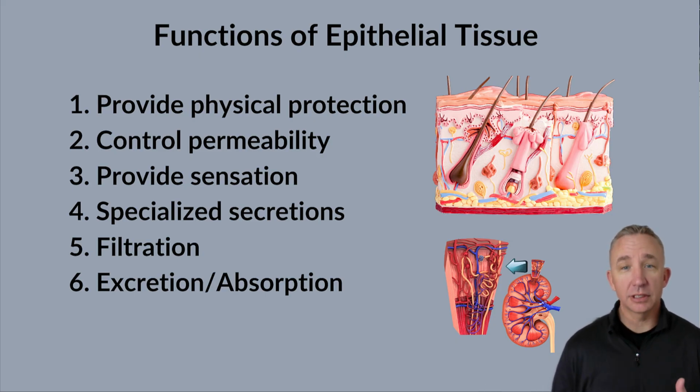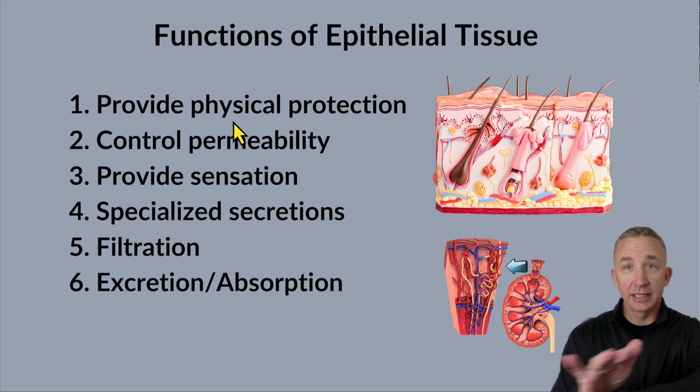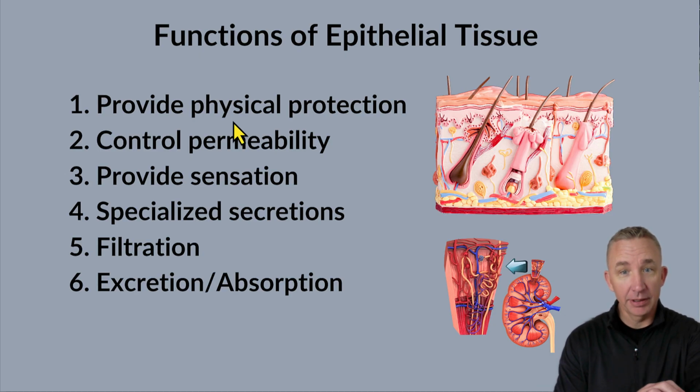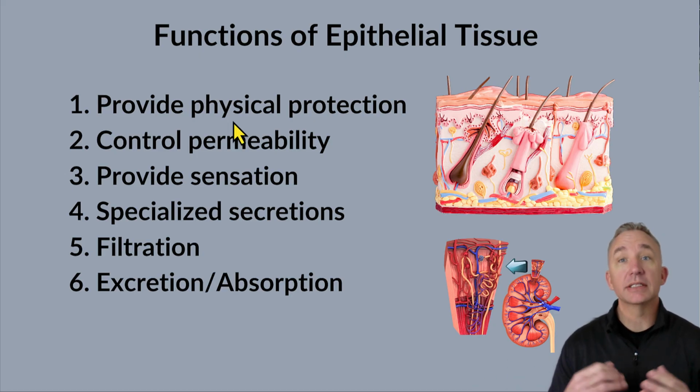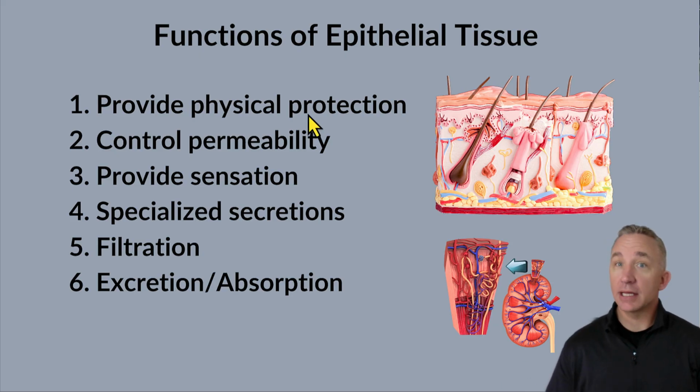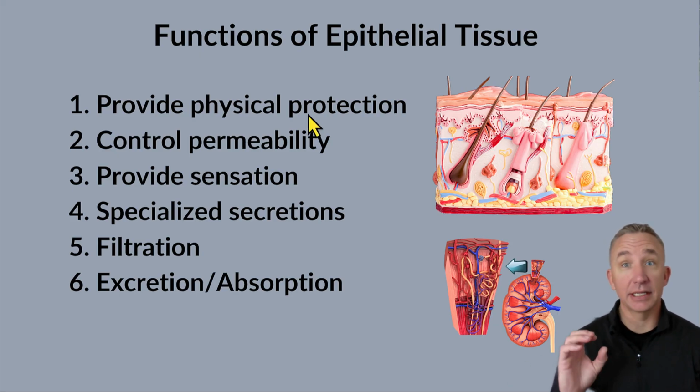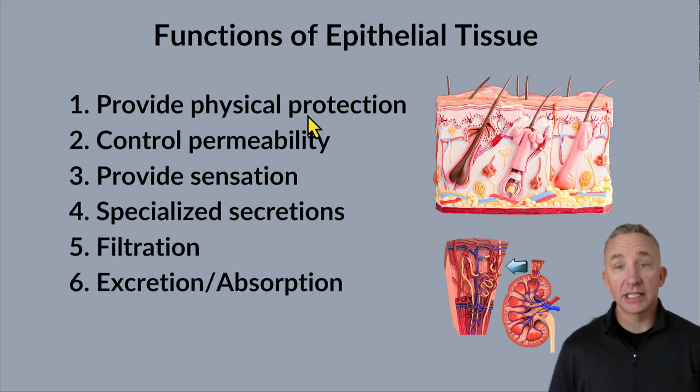So quickly, just looking at what does epithelial tissue do? Well, I've talked about how it's the windshield of our body, so it does provide that physical protection. When we look at our skin, it's not only a physical barrier, but it also helps us to protect from things like microorganisms, right? It's that windshield, that barrier. So physical protection. How do we do that? The cells are tightly packed together. That's our cellularity, which leads us into control of permeability.